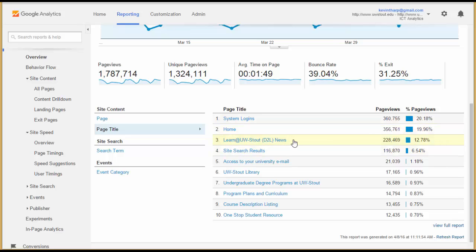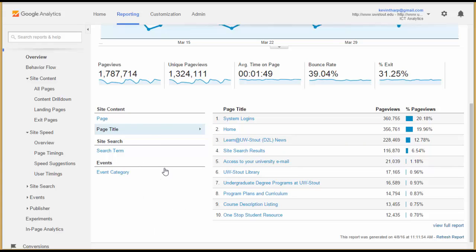Then we've got Learn at UW Stout, which is, I would argue, probably the most heavily used resource in our system, because this is where all the classwork takes place. It's our classroom management system. And then we've got site search results, and then it really falls off after that. So the first 4 pages handled the vast majority of the traffic on this site.